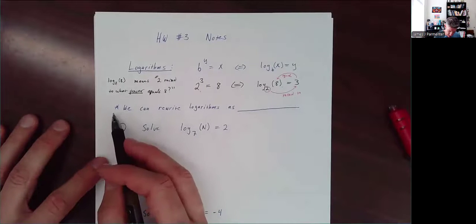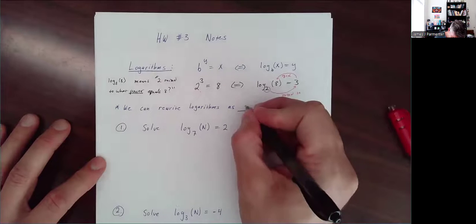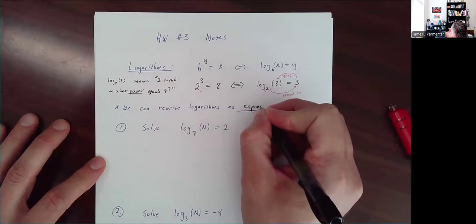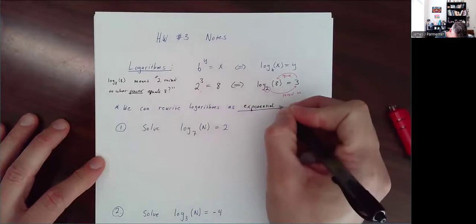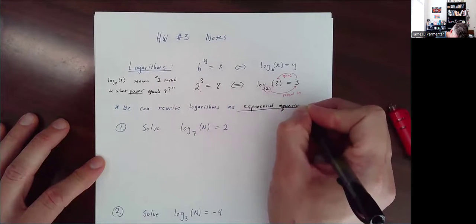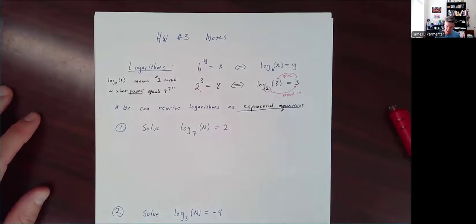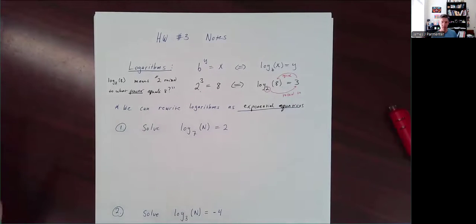I also want to point out here that we can always rewrite logarithms as exponential equations. Sorry, the line's not very straight there. And vice versa. We can always rewrite exponential equations as logarithmic equations. I said logarithms, not logarithmic equations, but we'll talk about that when we get to that section. So first part here, we're going to solve some logarithmic equations.